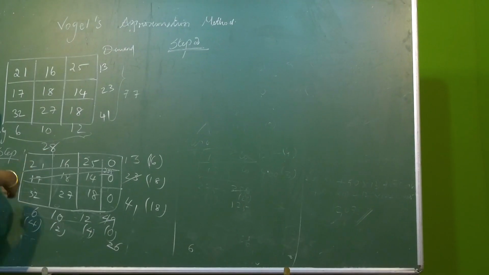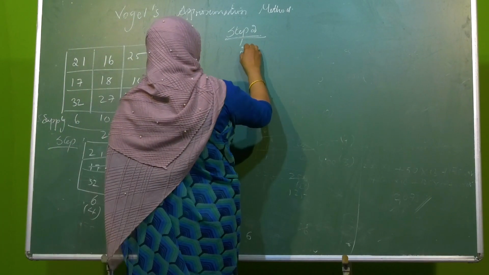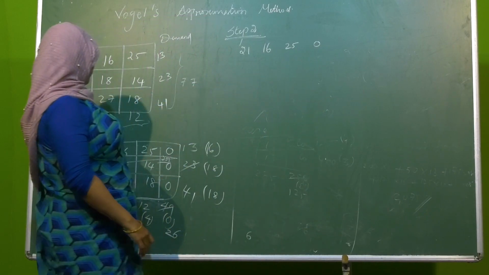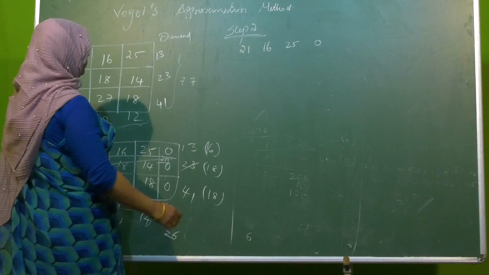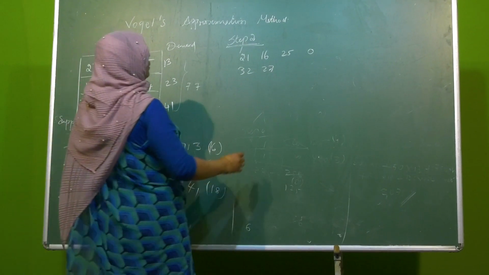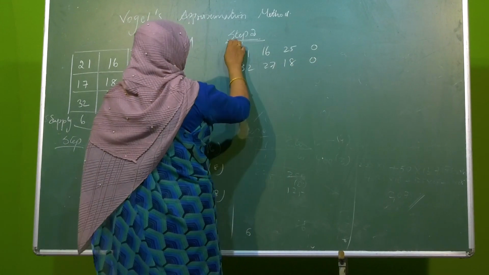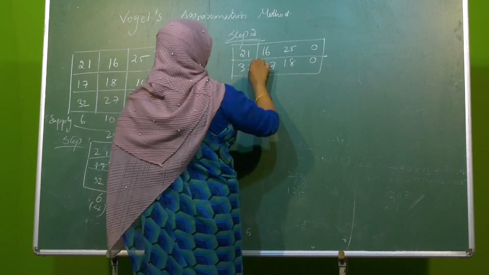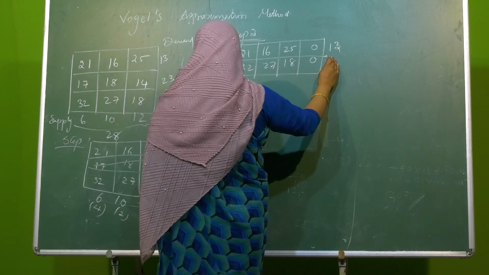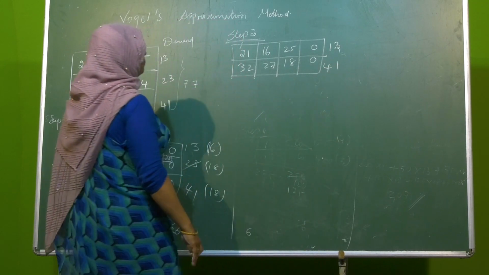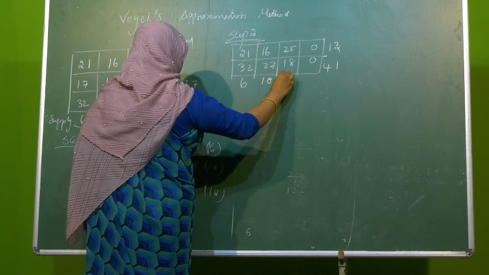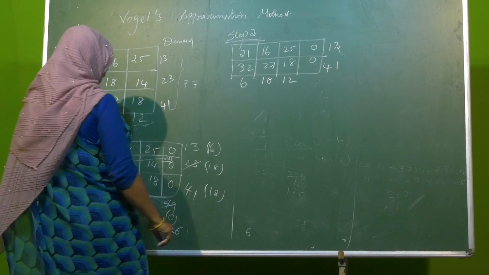The remaining elements are 21, 16, 25, 0, and the remaining elements 32, 27, 18, 0, 13, 41, 6, 10, 12 and 26.